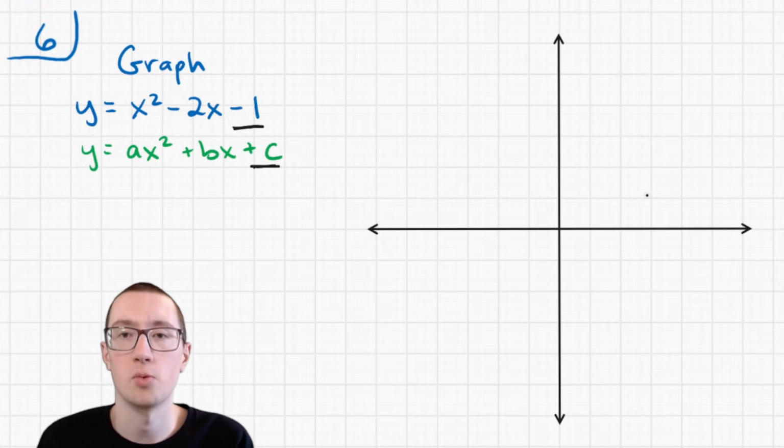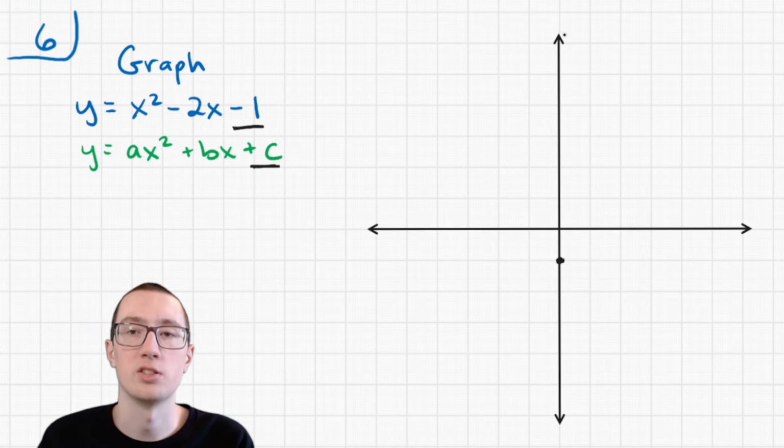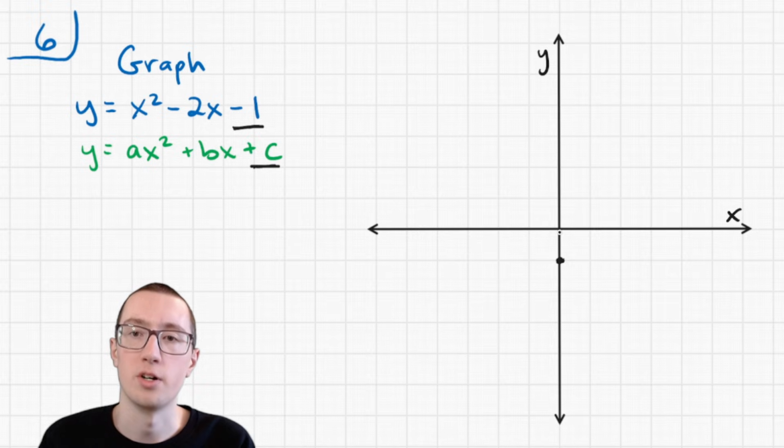So we can just go ahead and right away plot a point right here, because it's where it crosses the y-axis, the up and down line. Remember, this is y and this is x. We have to start in the middle, and for minus 1, that means going down 1. So we would go down 1 to this point.